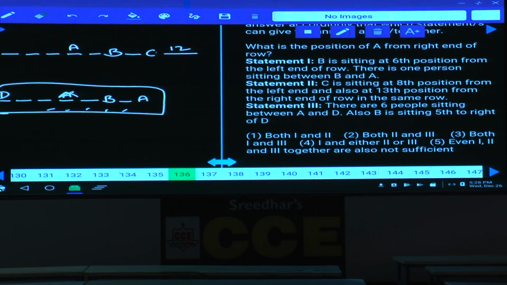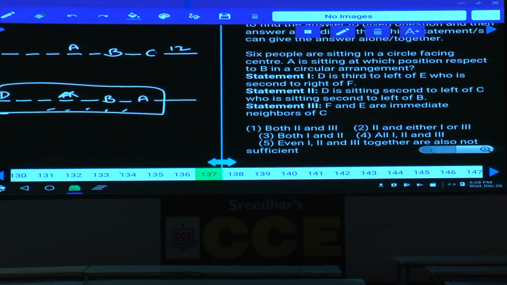Are we getting the answer? Tell me. How many persons are there to the right of A? Did we get information about this? No, no information given about this one. Right? As there is no information about this one, then hence what is your answer here? Only 1 and 2, choice 1.